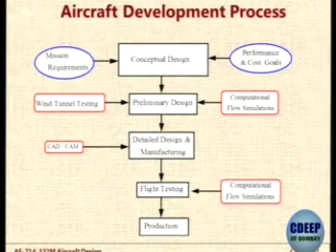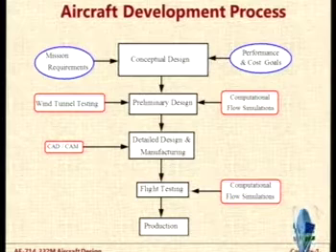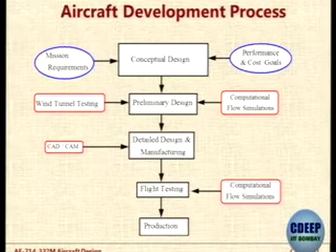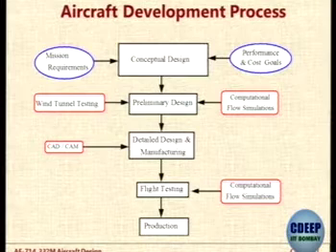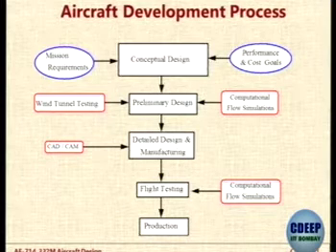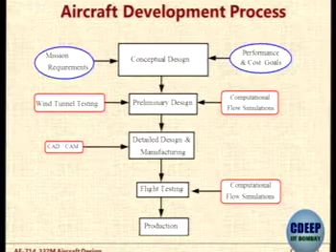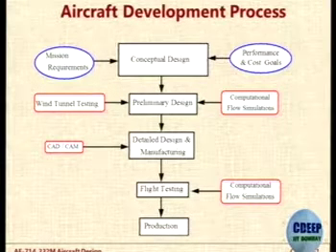The central line is the activities which take place: the conceptual design, preliminary design, detailed design. These three are designs, the three phases. Then you have flight testing. Some flight testing may take place also before detailed design. It cannot, sorry, because there is no aircraft ready by that time. And then when you have complete flight testing, you have production.